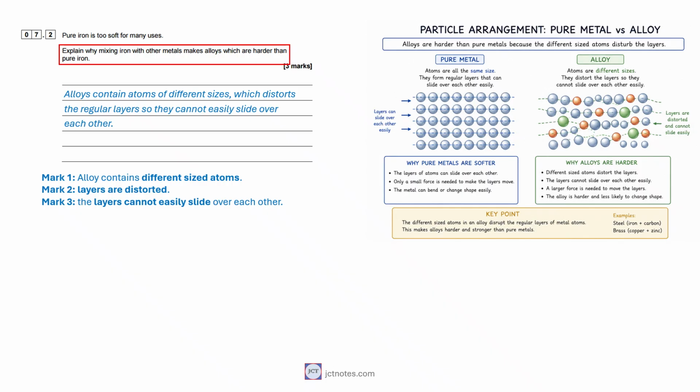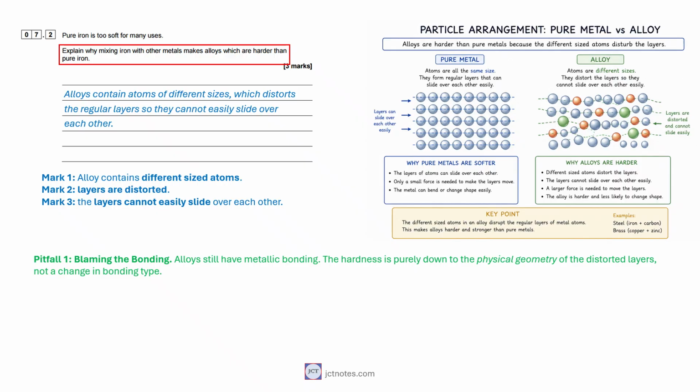The examiner's report flagged a few very specific vocabulary errors that caused students to drop marks. Avoid these pitfalls. Pitfall 1. Blaming the bonding.